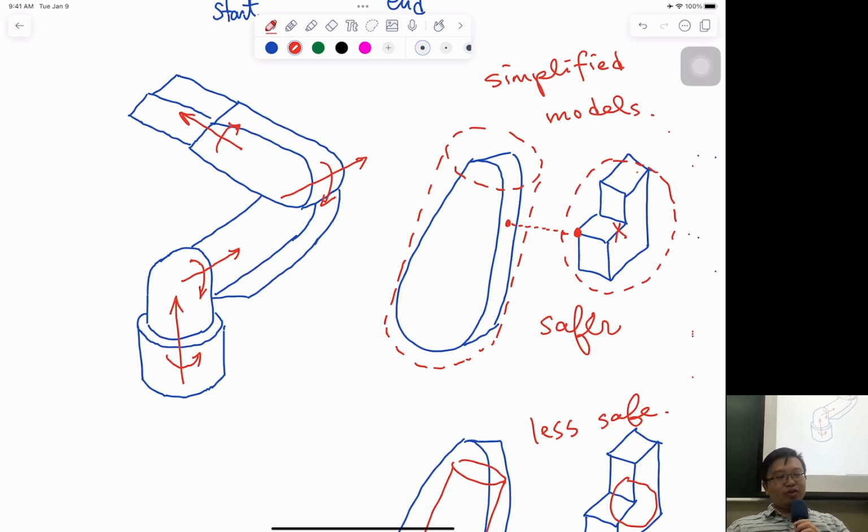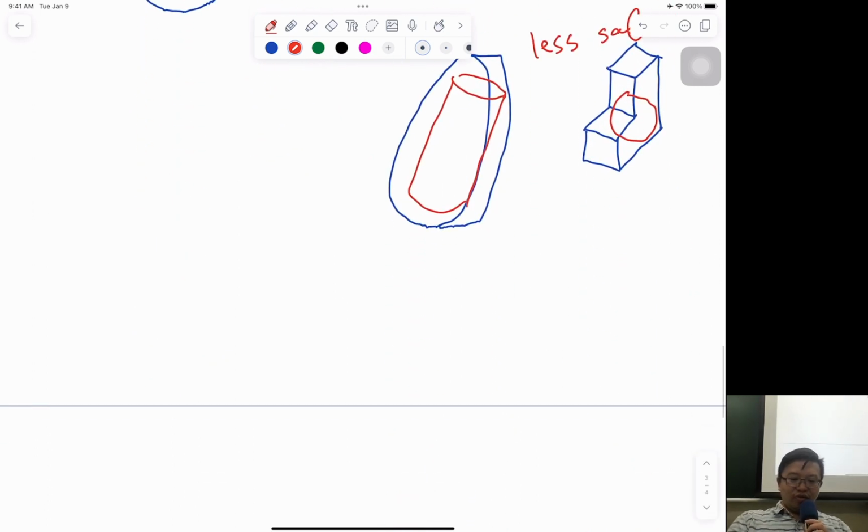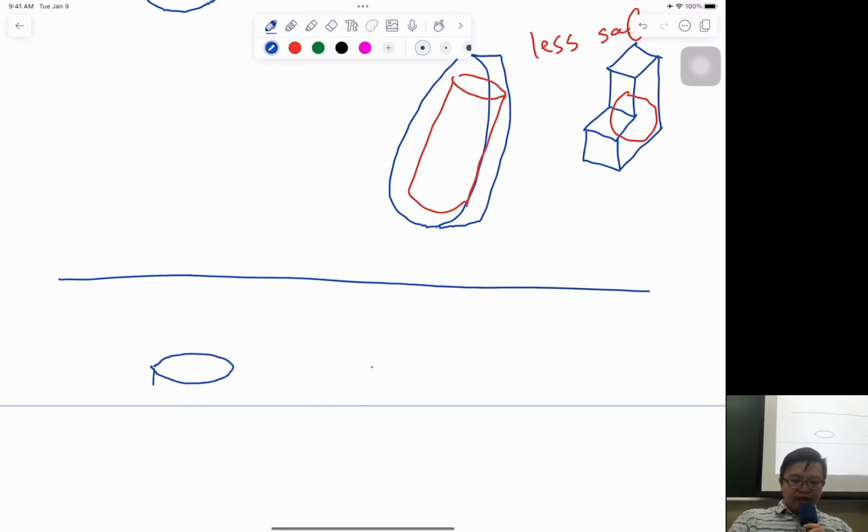So the next is to figure out how to compute the shortest distance between a ball and the geometry. So what's gonna happen is, now I have a simplified cylinder.